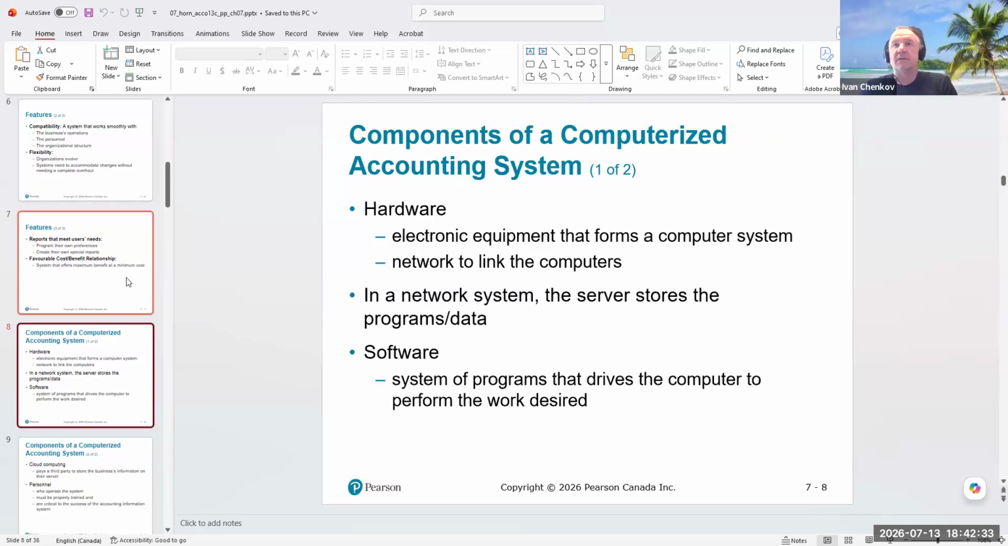Components of the computerized accounting system: there will be two components. We're going to have the hardware and we're going to have the software. What's interesting with the hardware and software is that hardware cannot live without software. And vice versa, software can exist without the hardware, but cannot work without the hardware.